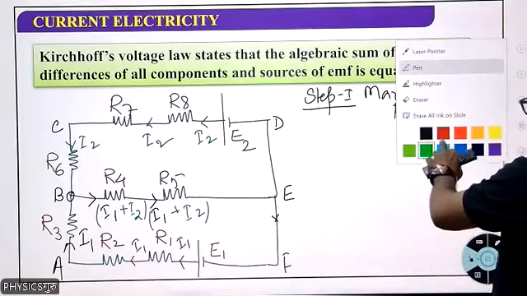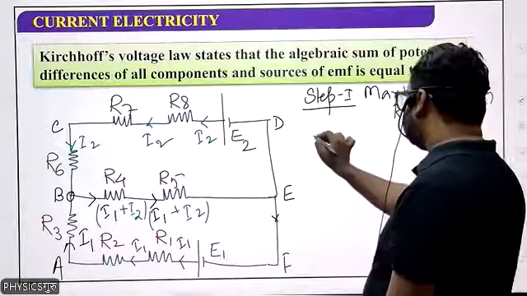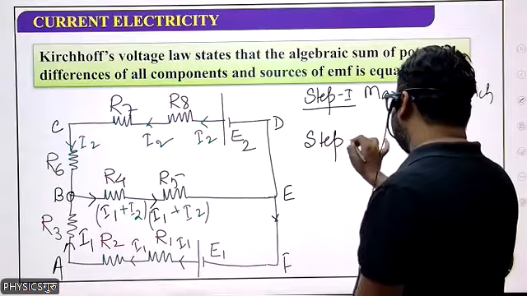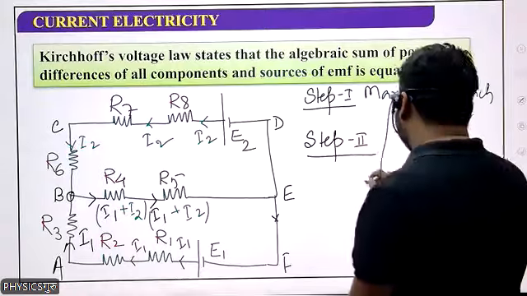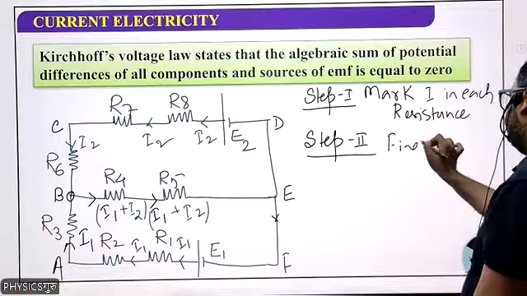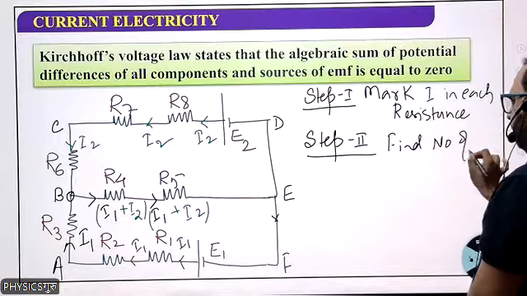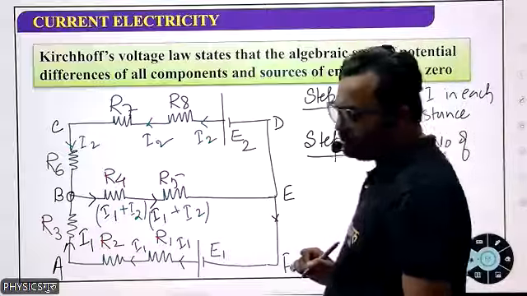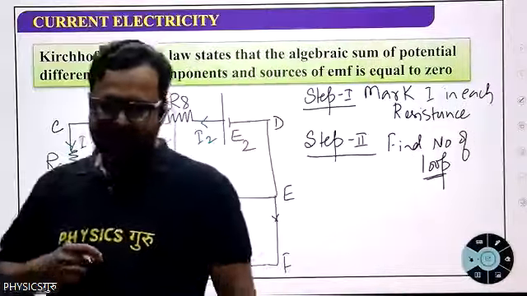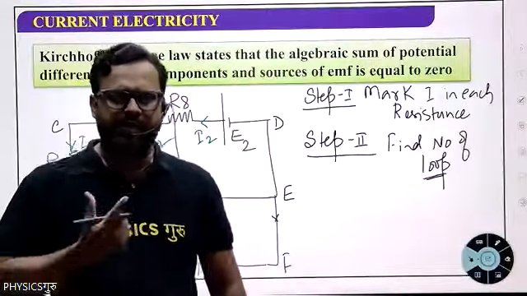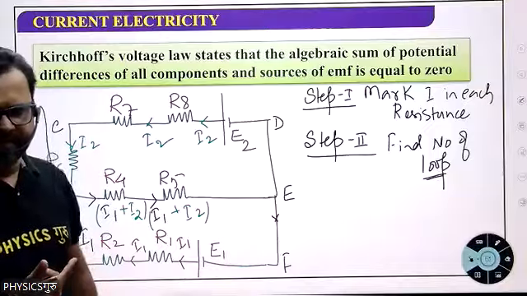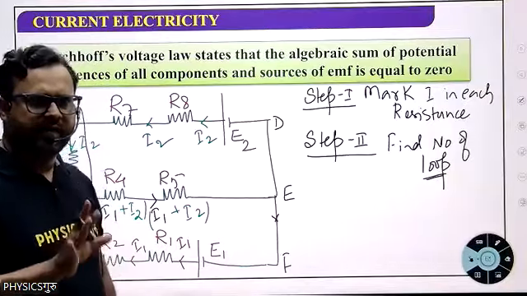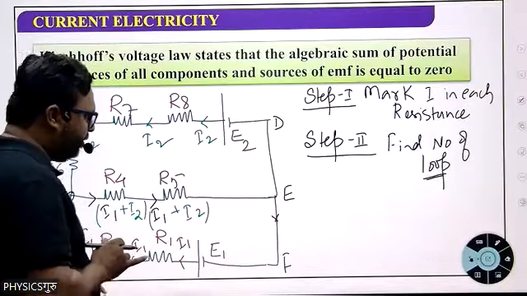Step number two: find the number of loops. A loop is a closed path which has resistance and at least one battery, or we can have two batteries, but minimum it should have one battery. So there are three loops in it.